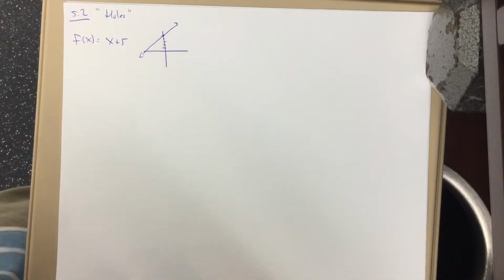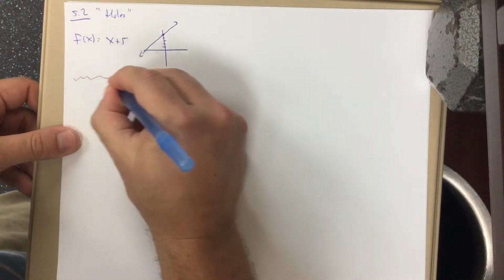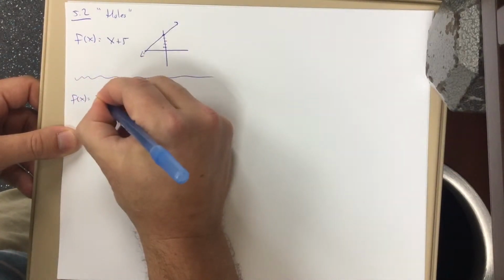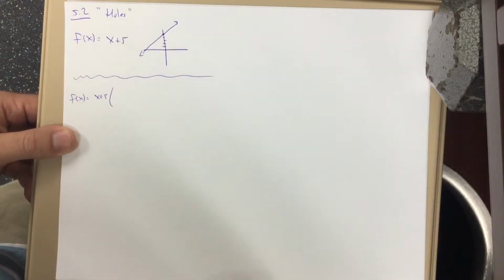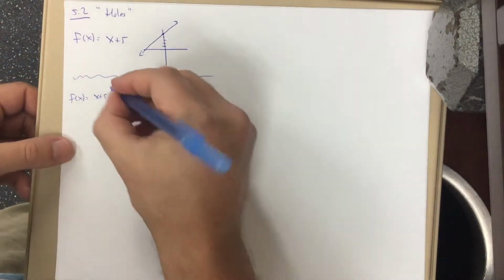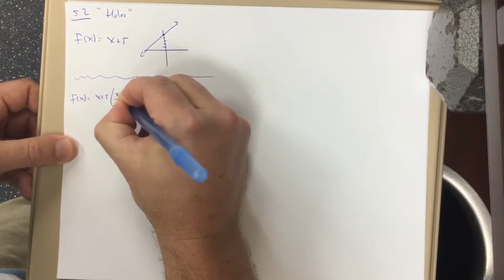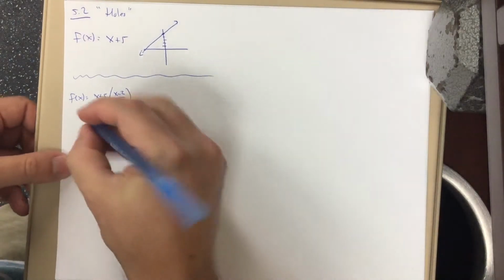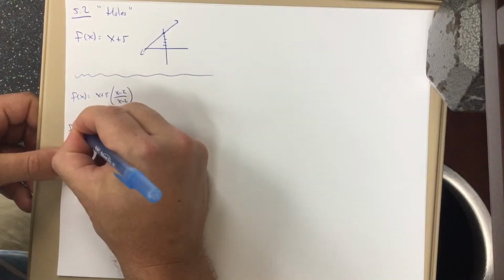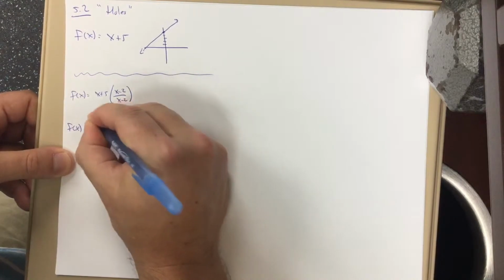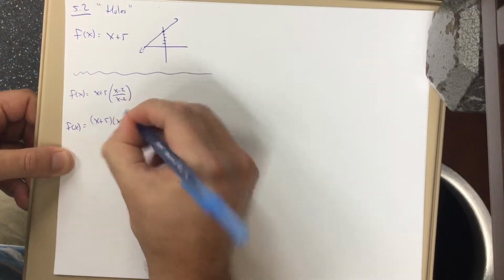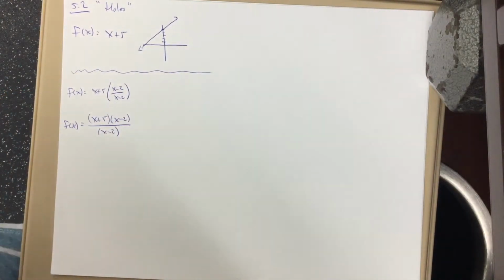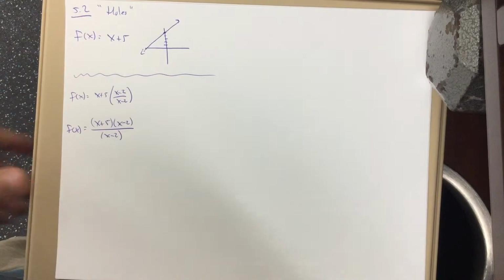Now what I'm going to do is I'm going to mess it up a little bit. I'm going to multiply x plus 5 by 1, but I'm going to write 1 in a funky way. I'm going to write it as x minus 2 over x minus 2, because that's 1. Same thing on top, same thing on the bottom, right? What I'm going to end up with is a function that says f of x equals x plus 5 times x minus 2 over x minus 2. So I kind of made it look a whole lot nastier.